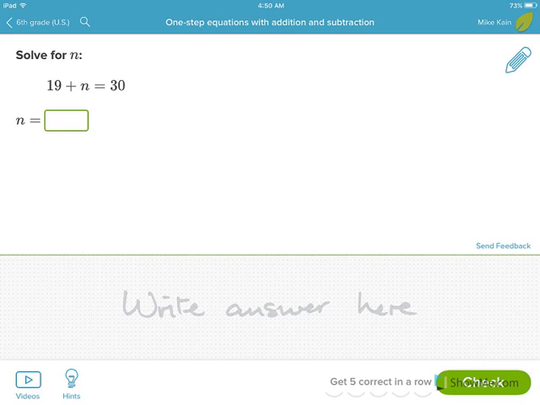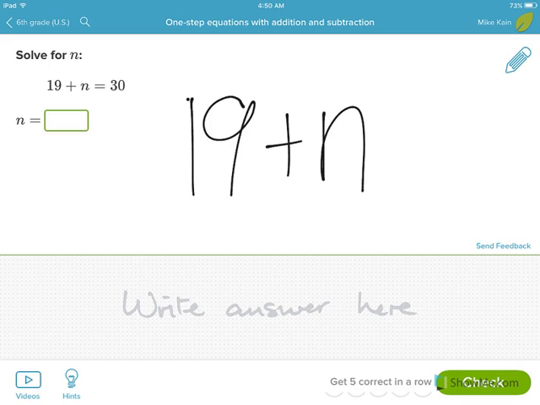This one's called one-step equations. So here is an equation that we have here. Let me rewrite it as you are as well. 19 plus n equals 30, and this is from Khan Academy, the free resource that we use in class.